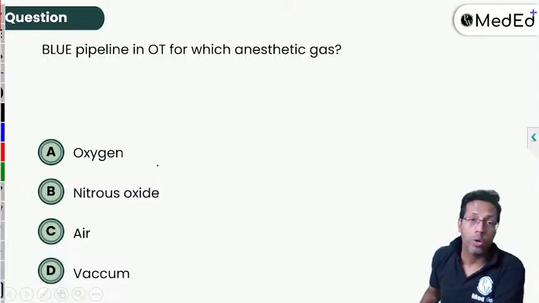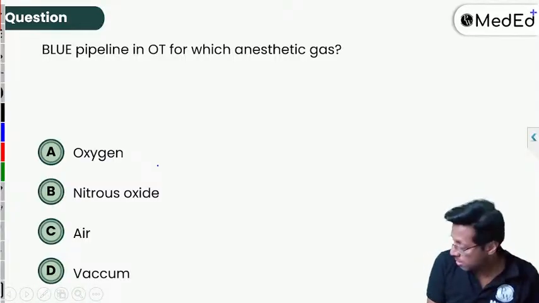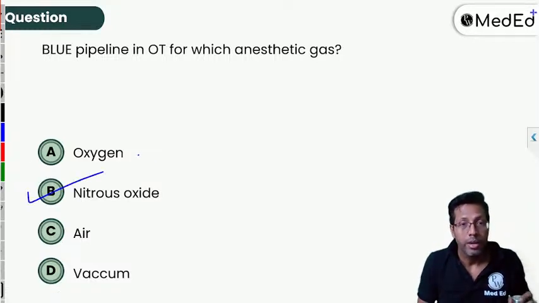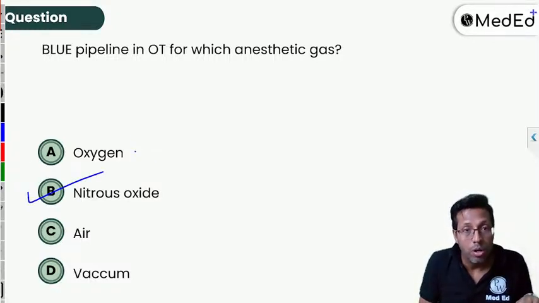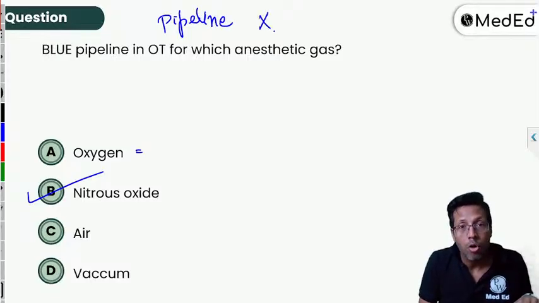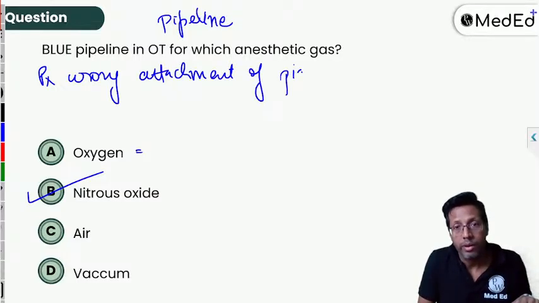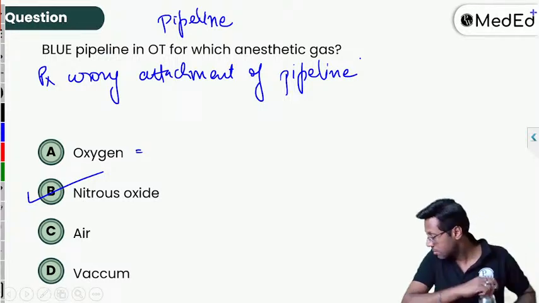Next, blue pipeline in the OT is for which gas? Simple. Correct. Right. So these gases are important. Oxygen is what color? This is a pipeline. I am discussing a pipeline. Pipeline is not the same as the cylinder. So anyone, what prevents the wrong attachment of a pipeline? What prevents the wrong attachment of a pipeline? Yes.